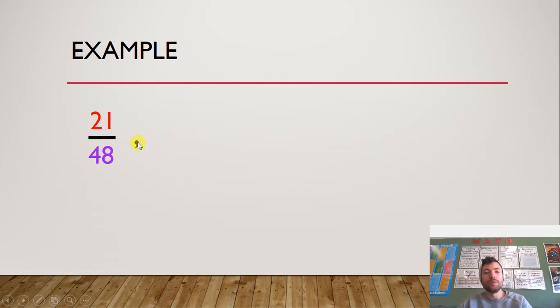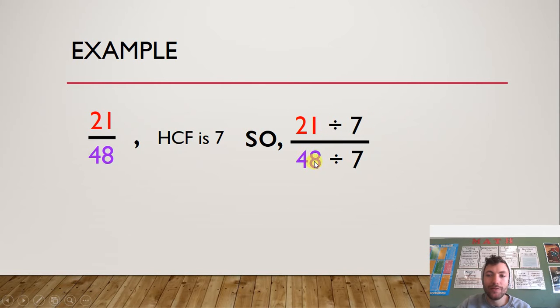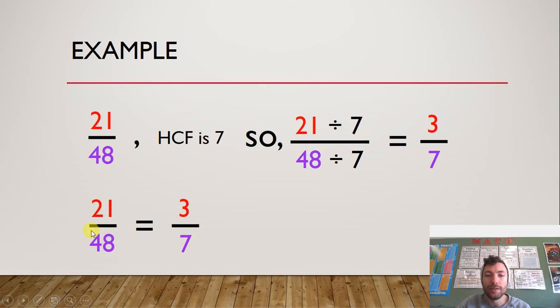So let's look at some more examples. We've got 21 over 48. The highest common factor is 3, so 3 goes into 21 and 48. So we've got 21 divided by 3 and 48 divided by 3. The hardest thing about simplifying is just finding this highest common factor, and that really comes down to knowing your times tables and your division. So 21 divided by 3 is going to be 7, and 48 divided by 3 equals 16. So 21 over 48 is the same as 7 over 16. We're not changing anything, we've just simplified it down.